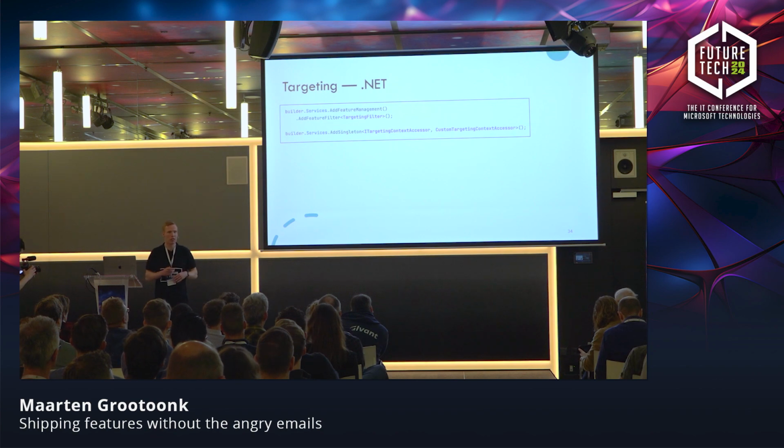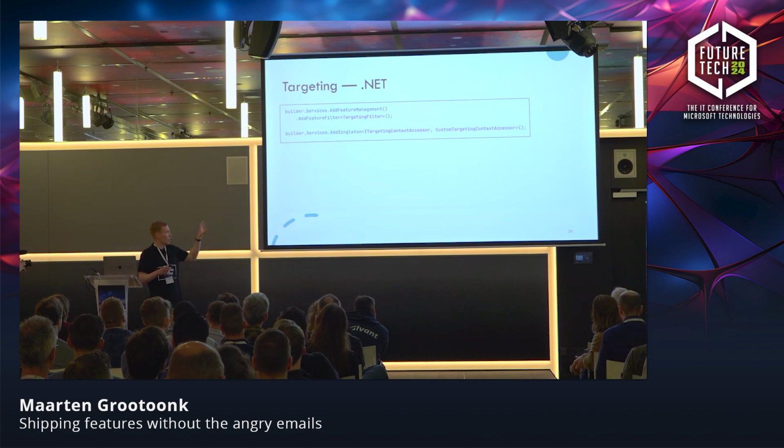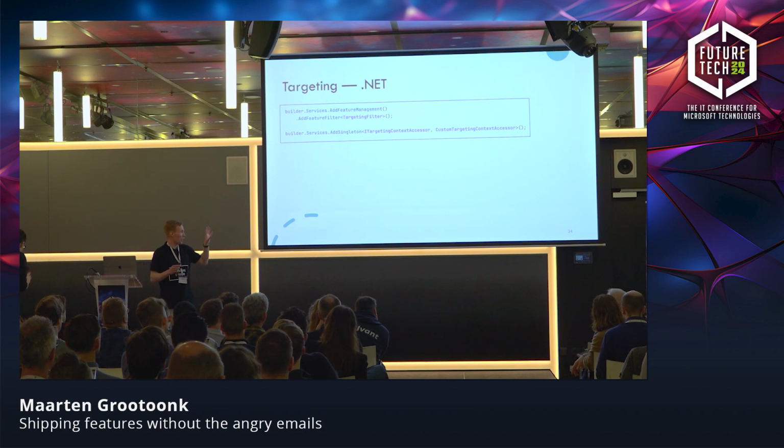So how does it know the attributes of the user? How does Azure App Configuration know a user is admin, a user comes from Europe? How does it know it's a beta user? That's all done by the target context accessor. Quite a long name, but it's a powerful concept.